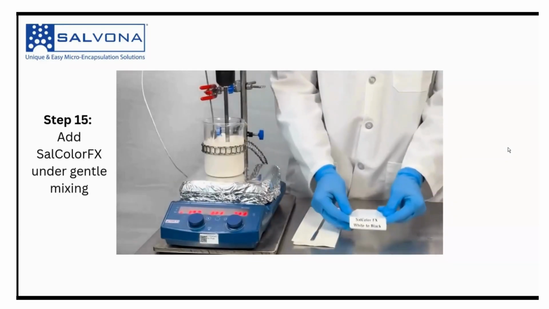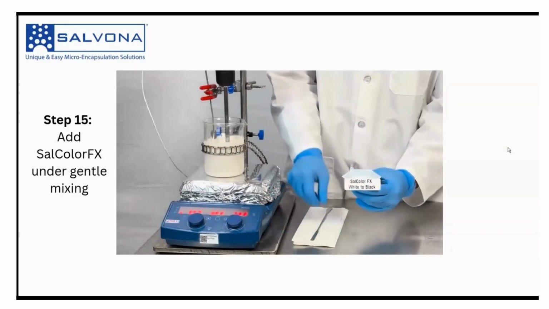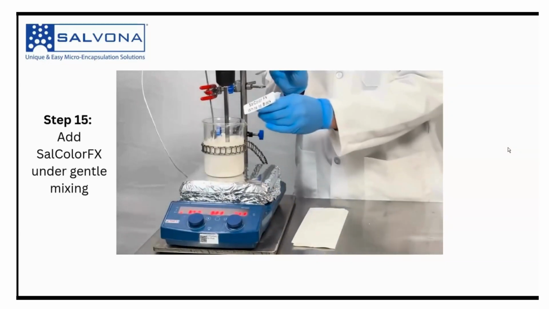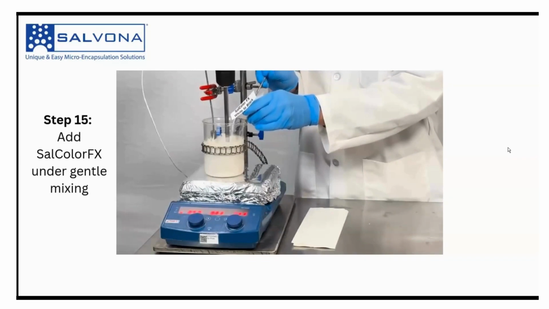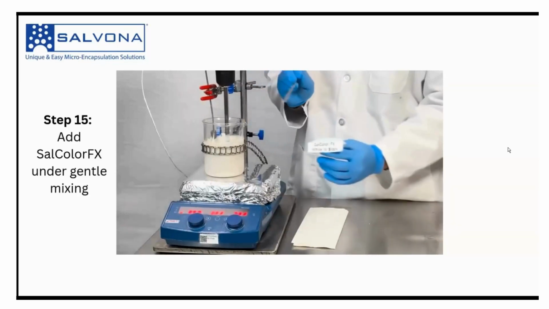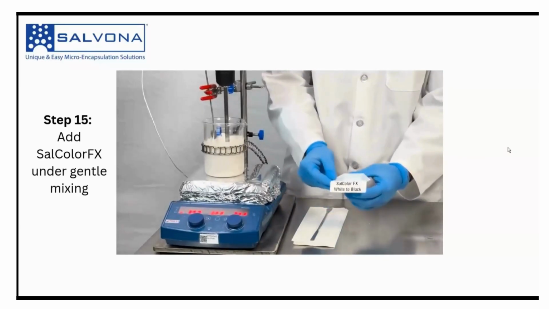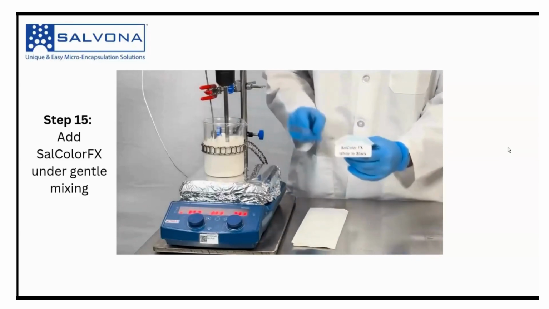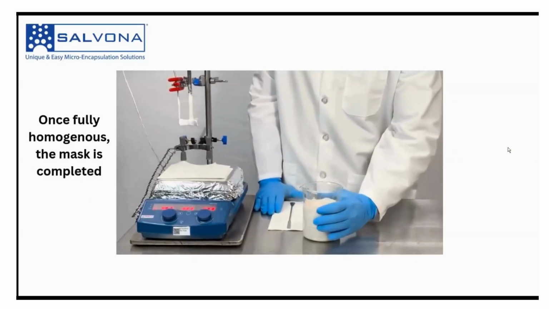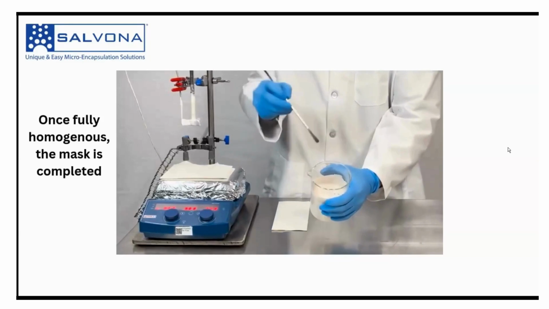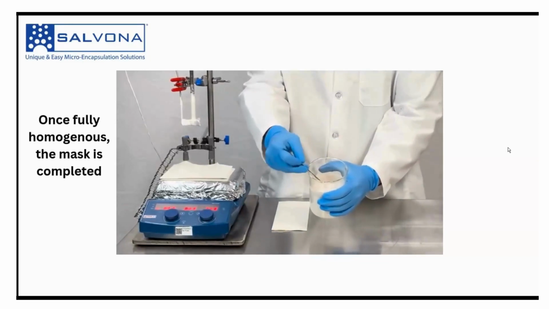We will now slow the mixing to a gentle speed and add the Sal Color FX beads to the mask. This will offer visual stimulation when applying the mask and let the color change from white to black after applying. Be sure to gently mix these beads so as to not rupture them during addition. When the mixture is fully homogeneous, the mask is complete.